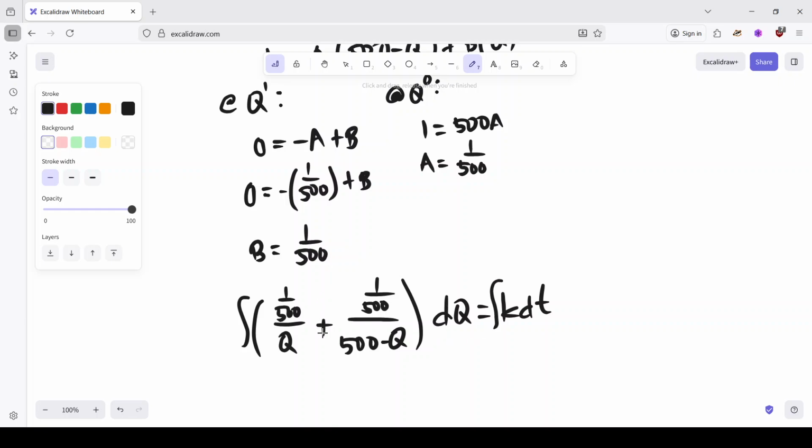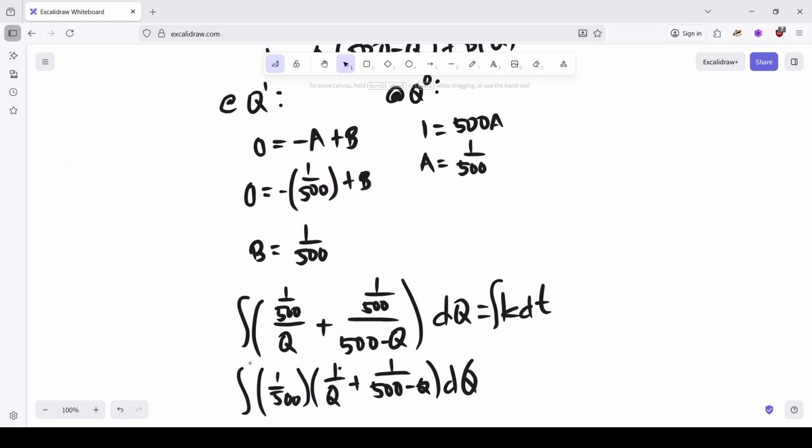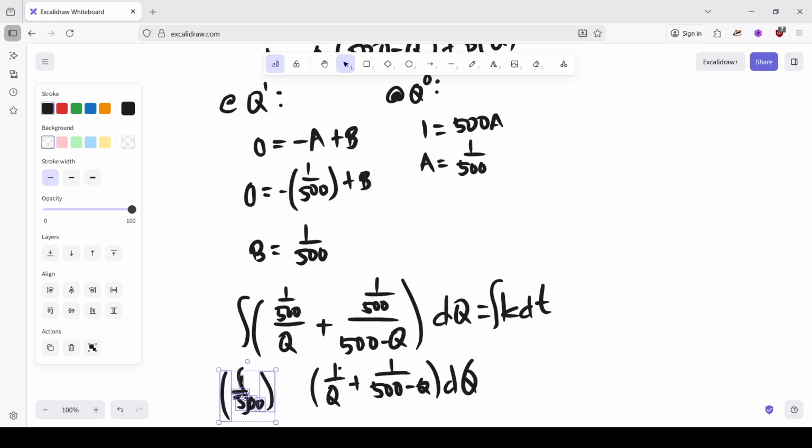So, integrate. The 1 over 500 is a constant, so we can set it aside. So we will have 1 over 500 times, since it is common, we can factor out this one. So, 1 over Q plus 1 over (500 minus Q) dQ. Here we put the 1 over 500 outside.